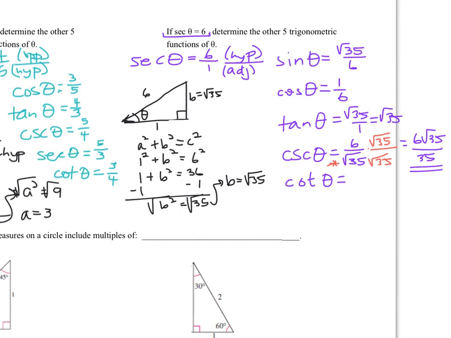Okay, cotangent. Cotangent is the reciprocal of tangent, so that's going to be 1 over square root 35. And again, we've got to rationalize that. We'll multiply top and bottom by square root 35 over square root 35. In the numerator, 1 times the square root of 35 doesn't change, but in the denominator, the square root of 35 times itself just equals 35. Some of these problems will require work like this, and some of the problems will have perfect squares, and you'll end up with just integer fractions or integers in your fraction answers.